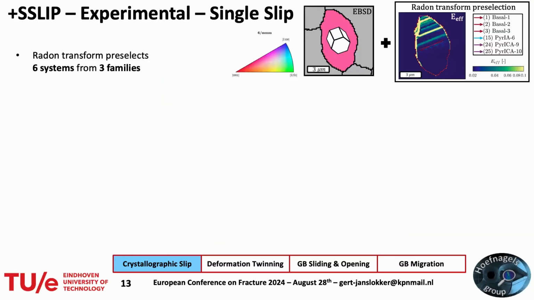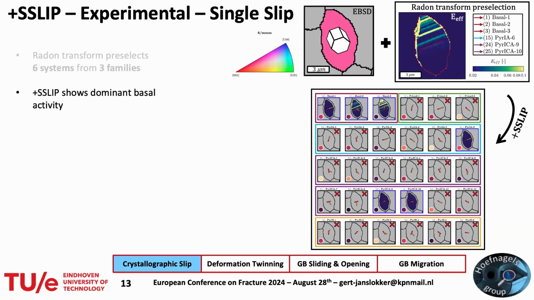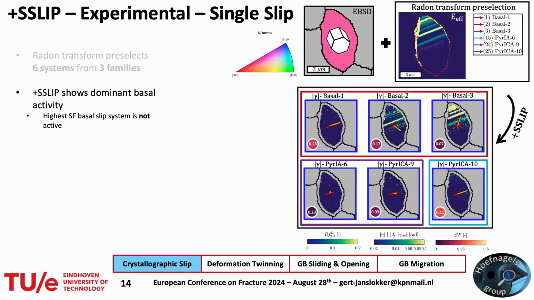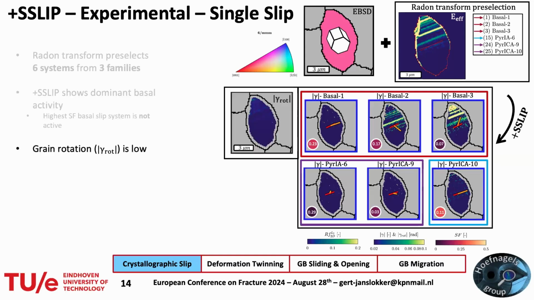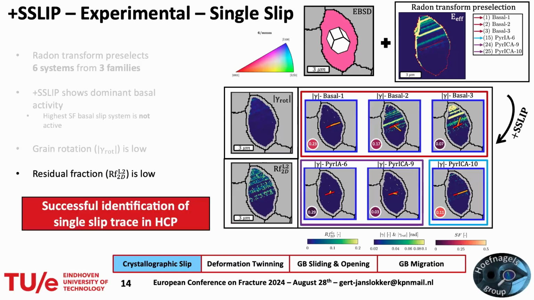Well, then the first example is this one. So we have already measured the EBSD pattern. We have pre-selected 6 slip systems. And now this plus slip output looks like this. So a lot of empty maps because we have pre-selected the 6 which are potentially active. So if we now only zoom in on these 6, this plus slip method has identified the strain bands as basal 2 and 3. Well, the interesting thing is that these basal 2 and 3 do not show really the high Schmidt factor, because basal 1 has the high Schmidt factor. So the grain rotation has some low contribution, so there's probably no grain rotation going on, and the residual is low, which means we have a positive identification.